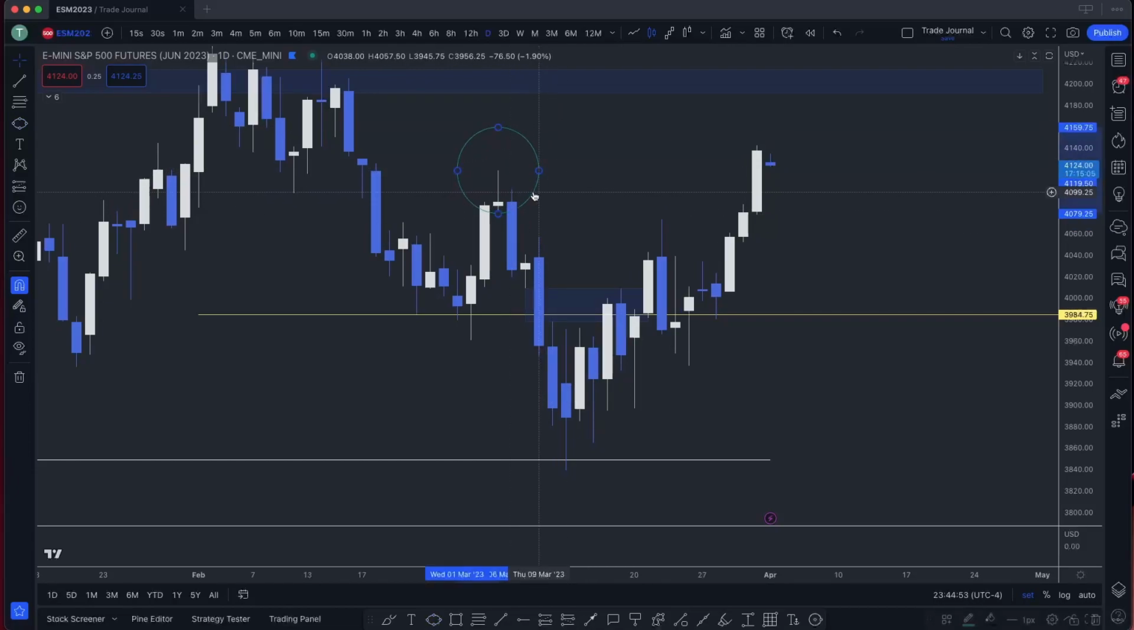So we have this swing high where we have a high on Friday, March 3rd, and then a higher high on Monday, March 6th. And then on Tuesday, we get a very impulsive close below the middle candle's low.